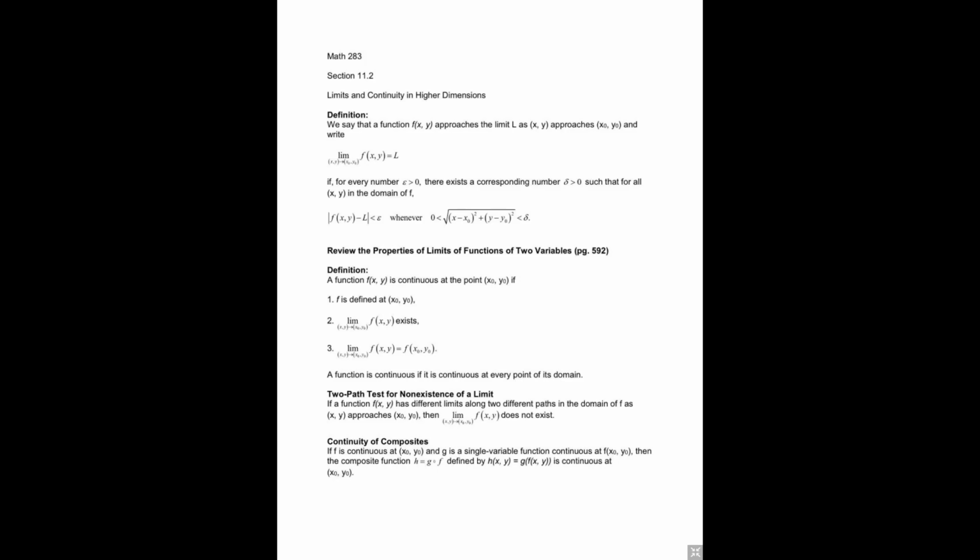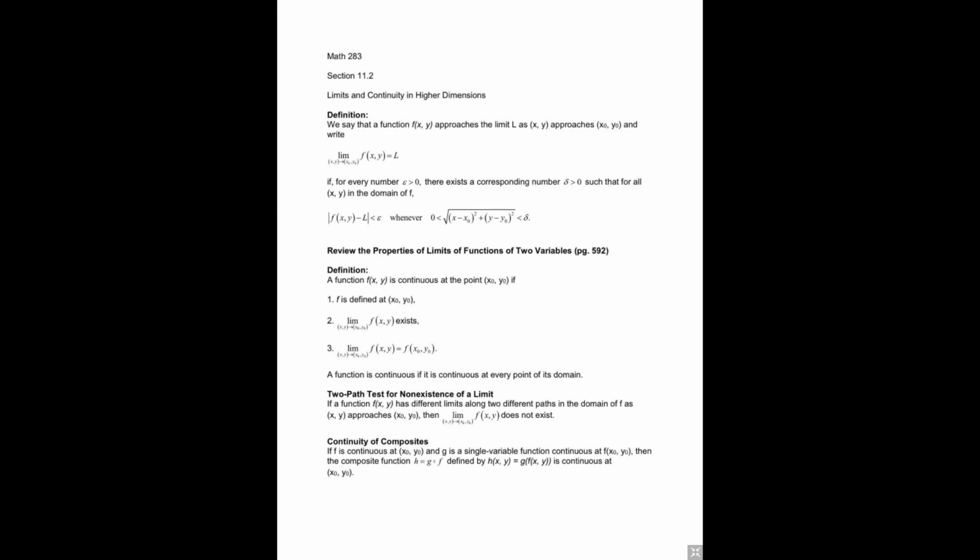All right. Next, two-path tests for non-existence of limits. It says if a function f of xy has different limits along two different paths in the domain of f as xy approaches x sub 0, y sub 0, then we say that the limit as xy approaches x sub 0, y sub 0 of f of xy does not exist. Now, we're going to do a couple of examples to show you how to create these two different paths so that you can show that a limit does not exist.